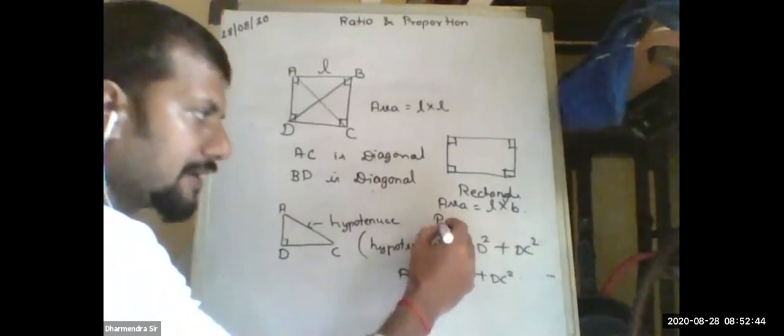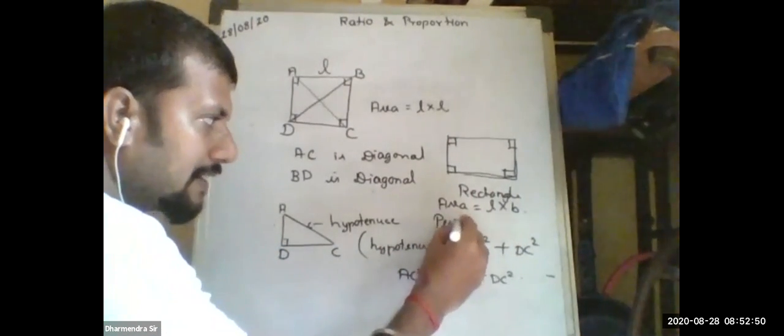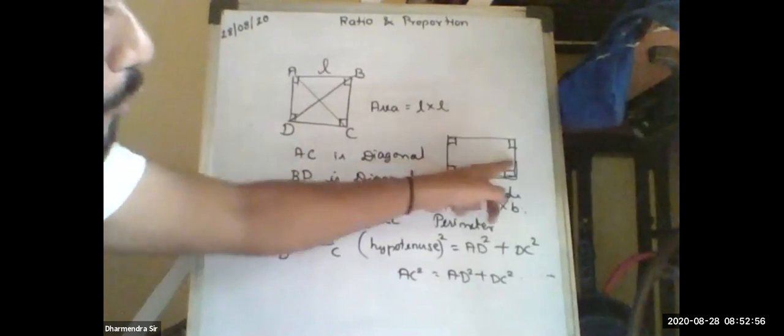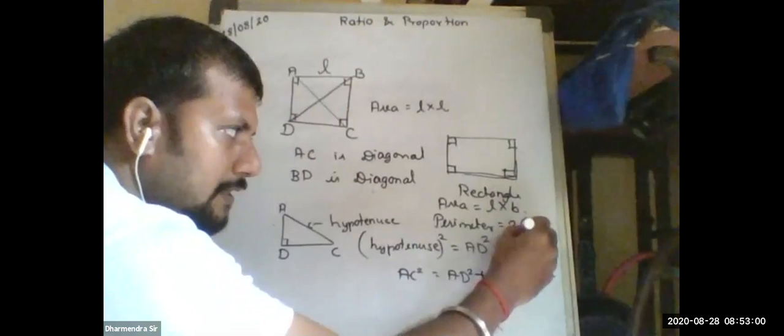And its perimeter. Perimeter means boundary. Boundary means the outer part. Only this line is called the boundary. So for perimeter, we can see that two lengths and two breadths are involved. So this will be 2 times length plus breadth. This gives me the perimeter of a rectangle.